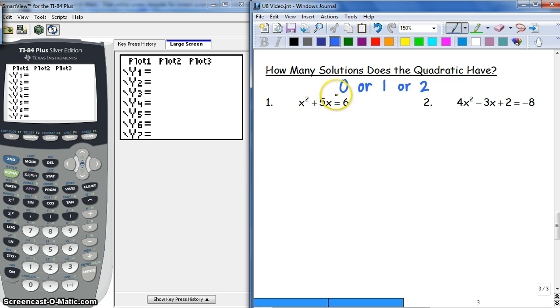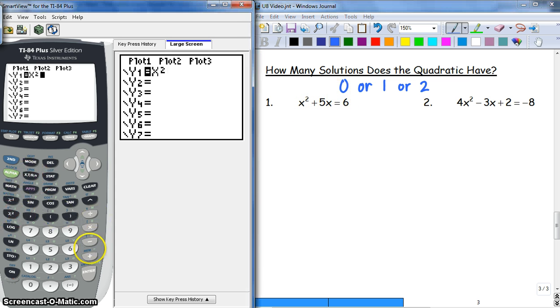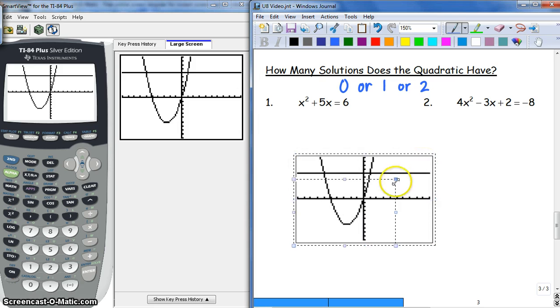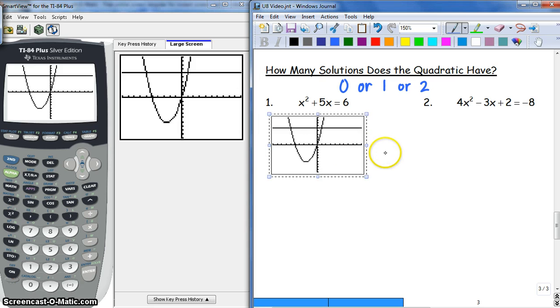So if I take x squared plus 5x plus 6, I'll type x squared plus 5x into y1, and I'll type 6 into y2, and I'll graph it. And what I'm looking for is their intersection. Do these two things intersect? I have a parabola and a horizontal line, so I'll go ahead and sketch that. Okay, actually I'll cheat and just take the picture from my calculator. And I should see this has 2 solutions. Done.